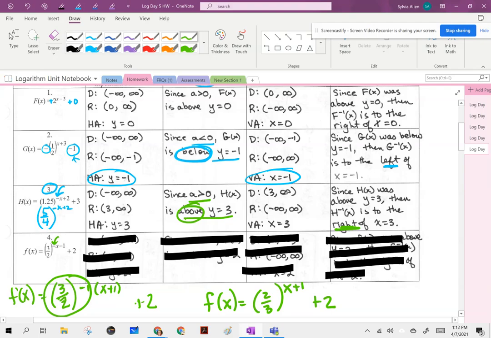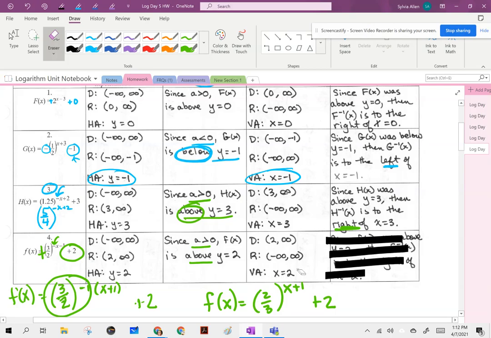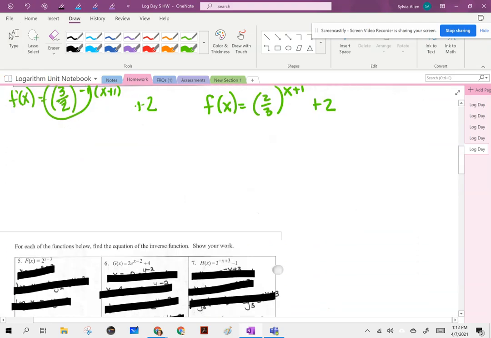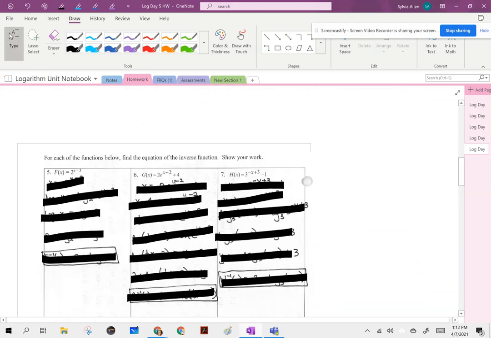All right, so we're going to go ahead and do domain and range and horizontal asymptote. Remember, that's a plus, so we're going from the horizontal asymptote above. Since a is positive, we are above. Switching it because it's the inverse. Because we were above, we are now to the right. All right, so it says for each of the functions below, find the equation of the inverse, and we need to show our work. So answer 5.